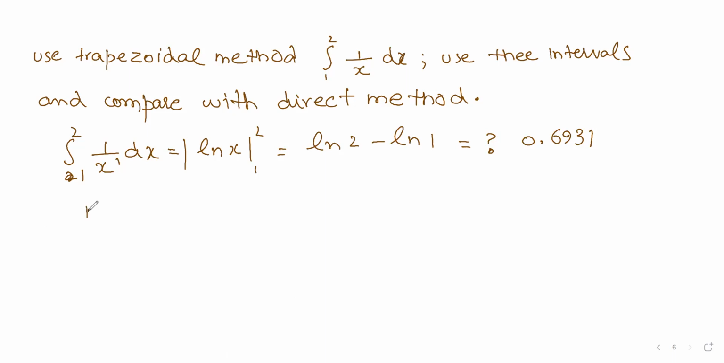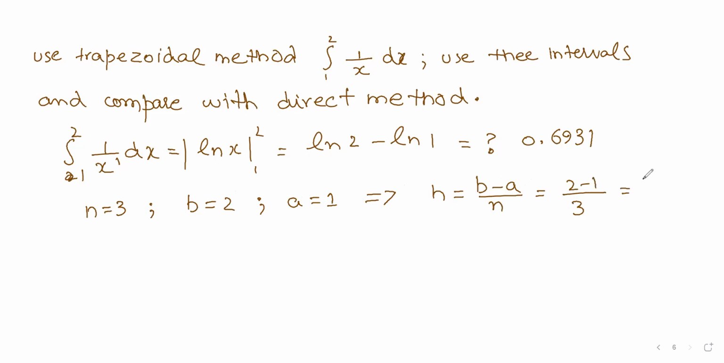Okay, so next we have to make 3 intervals for this one. So 3 intervals mean n is equal to 3. Then b is equal to 2, a is equal to 1, and then h will be equal to (b minus a) divided by n. So n is equal to 3, then b minus a is 2 minus 1, it is equal to 1 by 3, right? Yes, it will be 1 by 3.